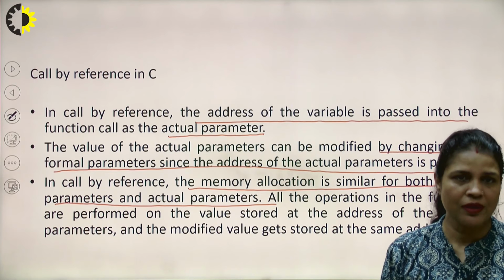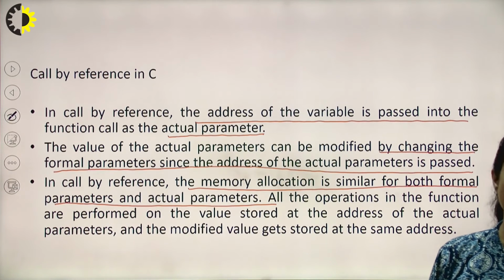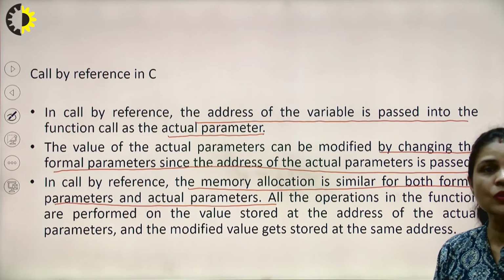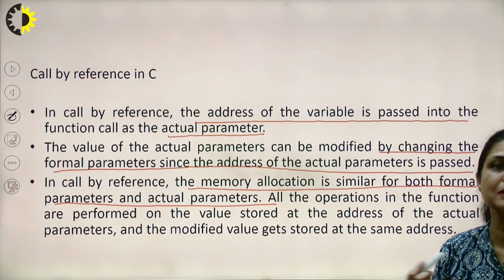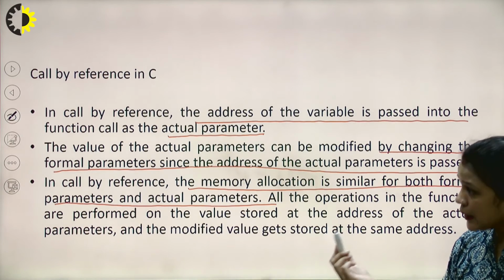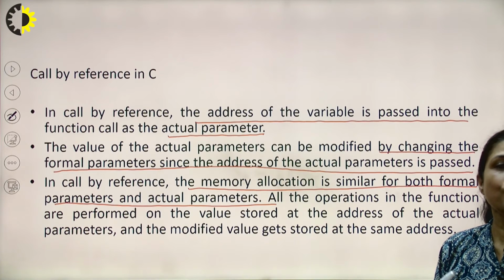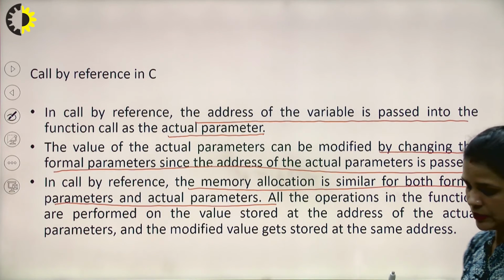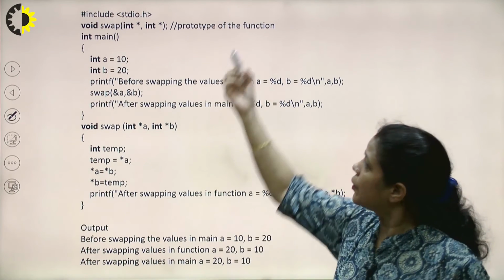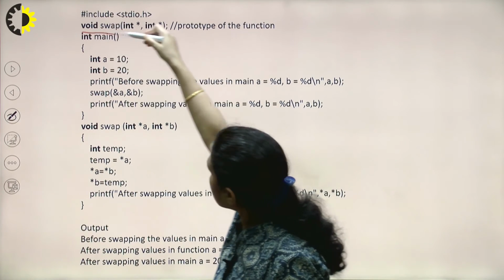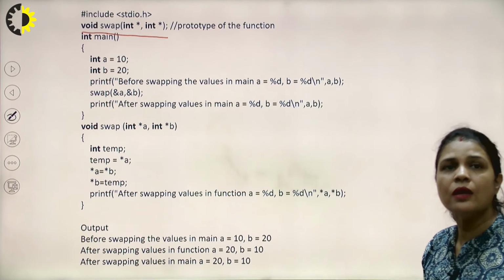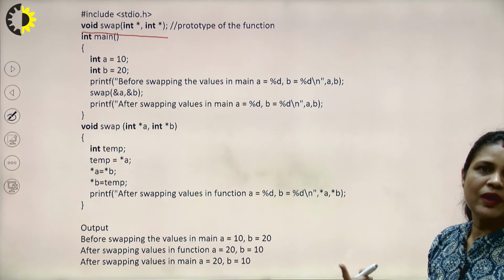Now in the call by reference, as we are passing the addresses of the variables as actual parameters, actual and formal parameters become the same, and the changes we have done in the function are permanent changes, right? Let us understand the same example, swapping of two numbers by call by reference.